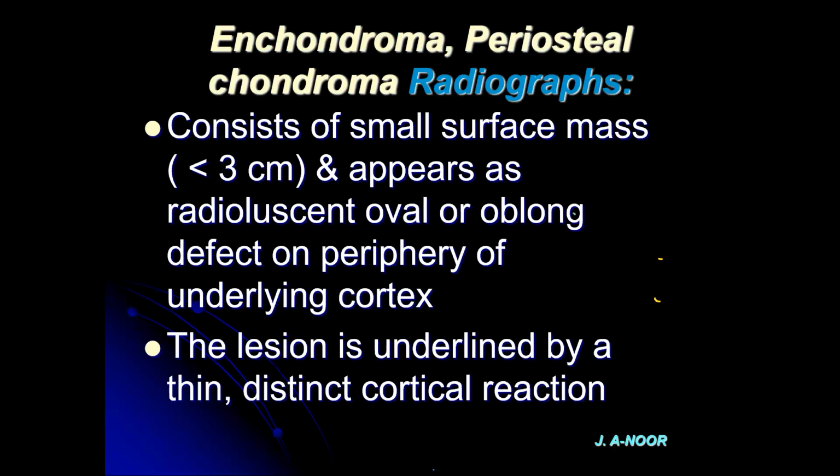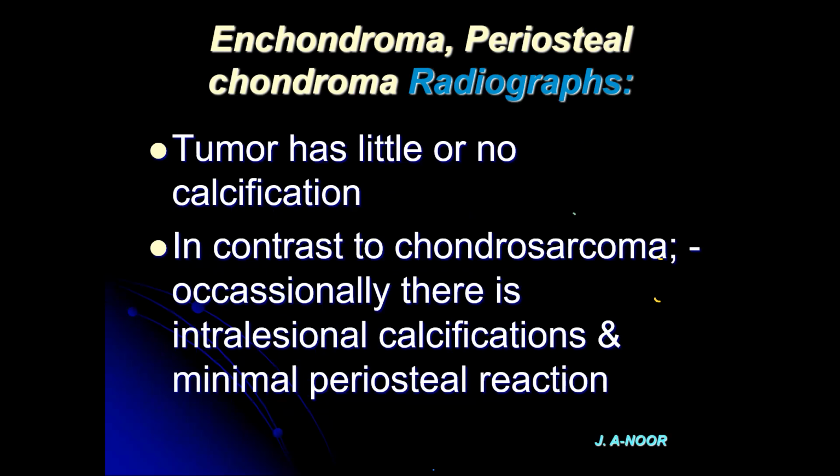It consists of a small surface mass. It's usually less than 3 centimeters and appears as a radiolucent oval or oblong defect on the periphery of the underlying cortex. The lesion is underlined by a thin, distinct cortical reaction. Tumor has little or no calcification, in contrast to chondrosarcoma. Occasionally there is intralesional calcification and minimal periosteal reaction.